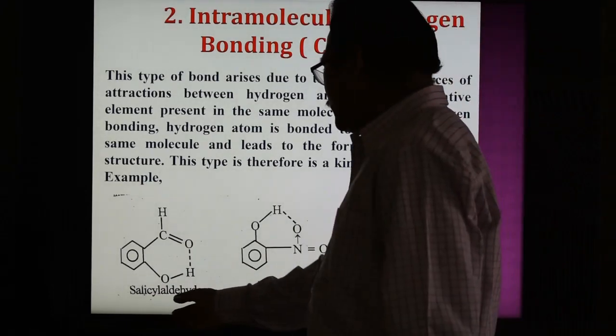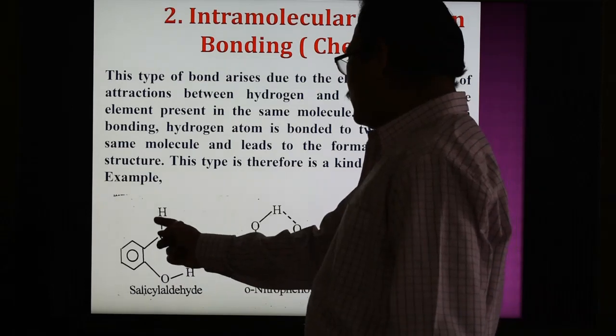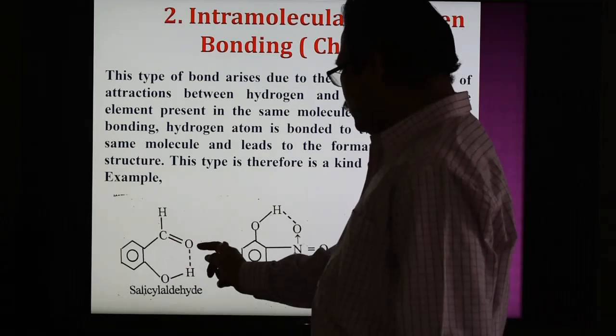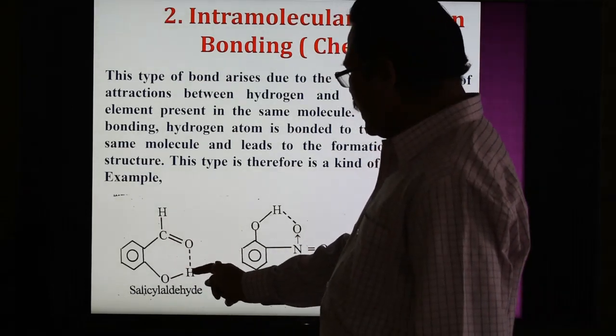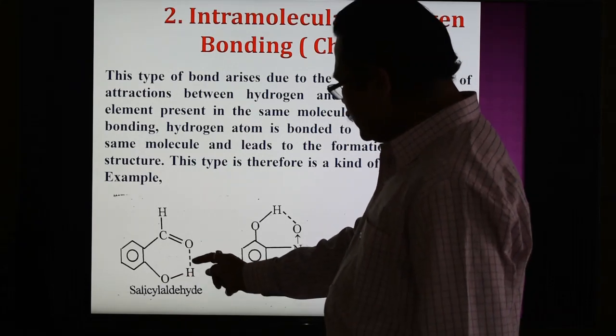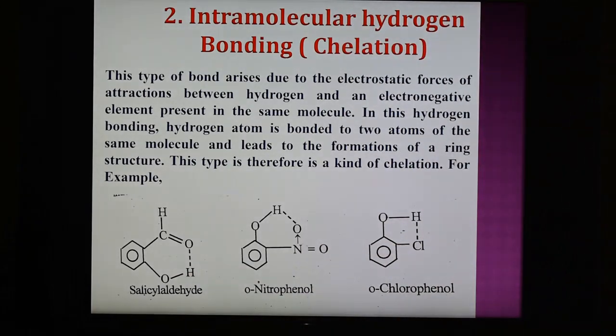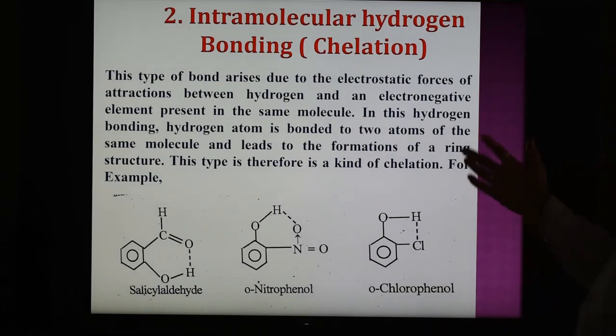Now this is salicylaldehyde, which contains a CHO group and an OH group. The electronegative oxygen and the hydrogen of this OH group form this type of hydrogen bond, which is known as intramolecular hydrogen bonding. Intra means within the molecule. So this bond is formed in the same molecule.